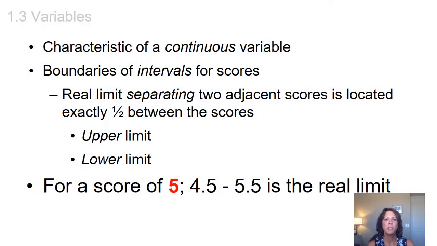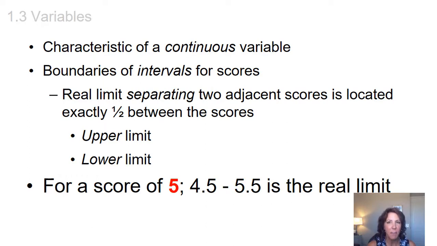An important characteristic of a continuous variable, and this is really important for lesson 2, so make sure you have this. There are boundaries of intervals for scores. So there's something called a real limit that separates two adjacent continuous scores. And that boundary is exactly halfway between the scores. You have an upper limit and a lower limit. And these are called real limits for continuous variables.